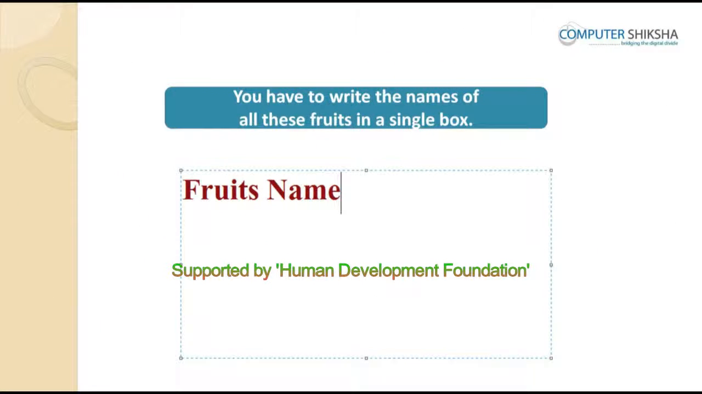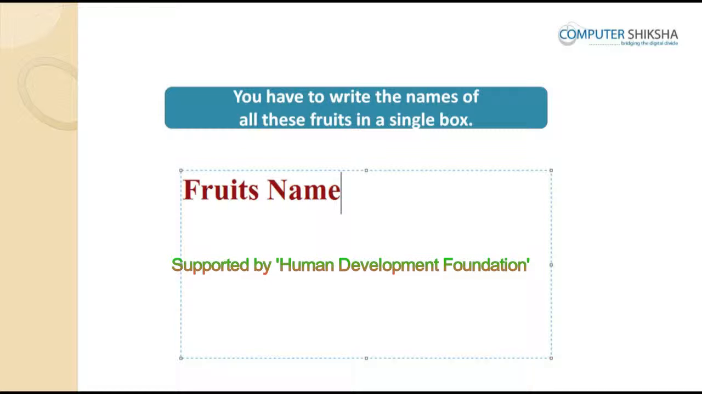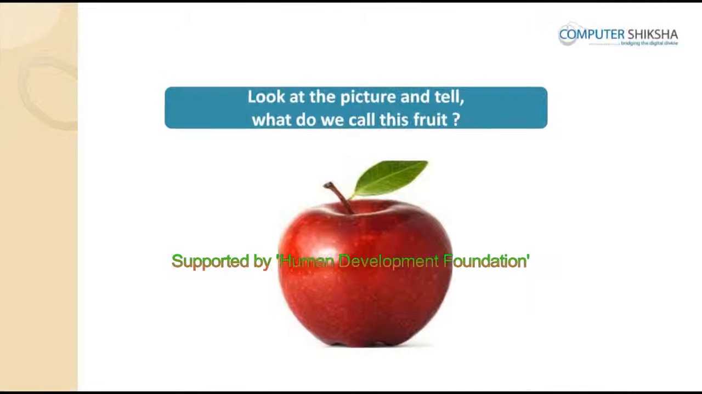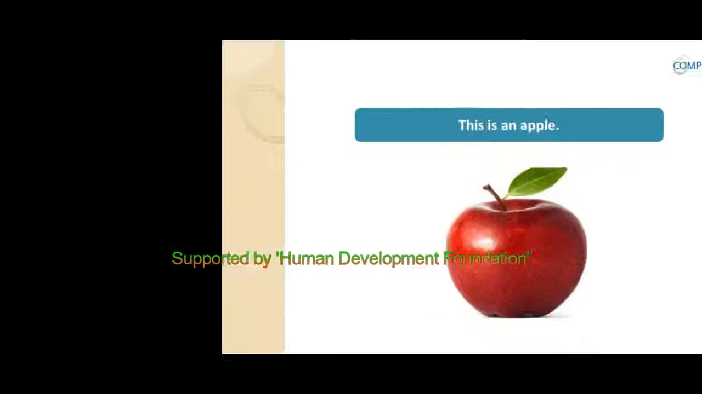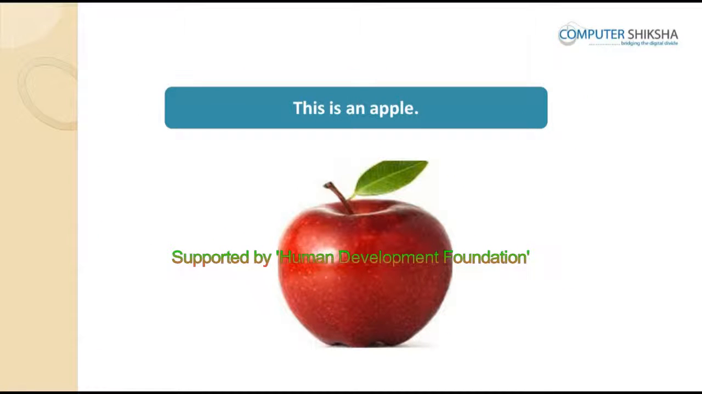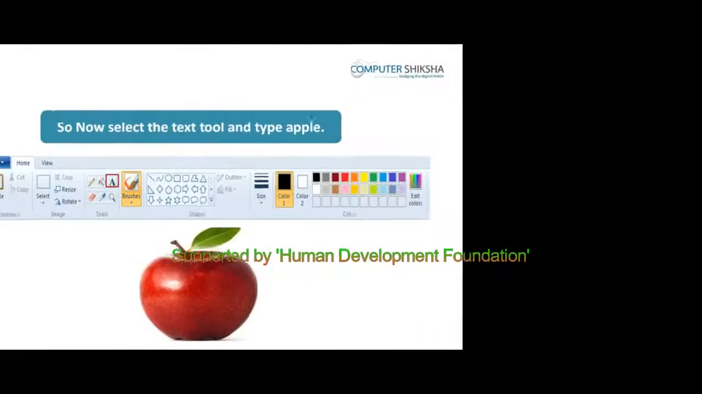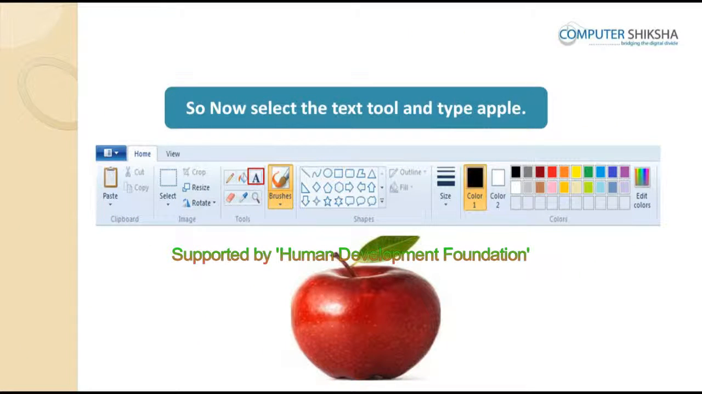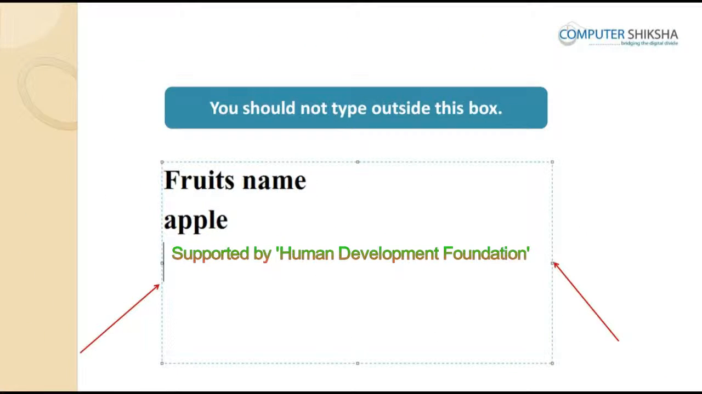We begin today's class by typing in the names of the 4 fruits. Note that you have to write the names of all these fruits in a single box. Look at the picture and tell what do we call this fruit. So this is indeed a picture of an apple. So go ahead, select the text tool and after watching the video, type out the name apple.